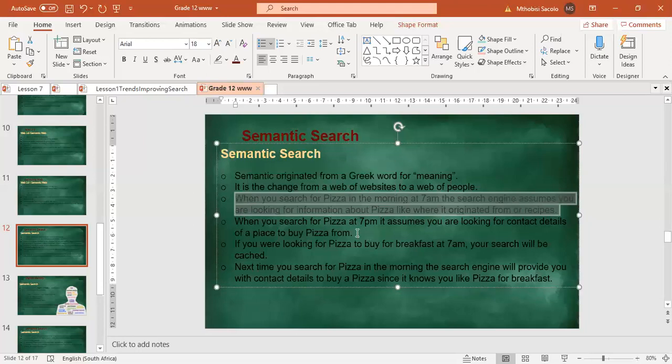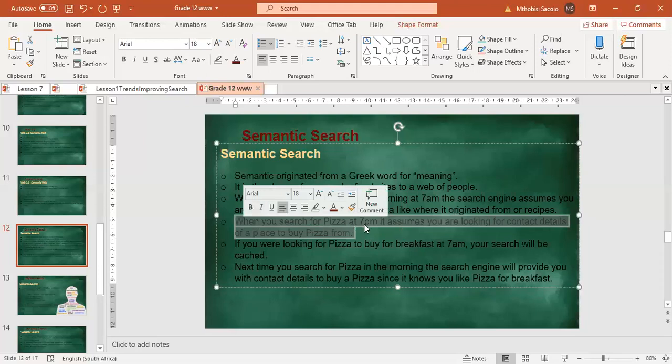But in the evening, you might want to eat pizza as your supper. So that's why it would now give you the contact details. If you are looking for pizza to buy for breakfast at 7 a.m., your search engine will be tagged. So next time you search for pizza in the morning, the search engine will provide you with contact details to buy a pizza, since it knows you like pizza for breakfast.